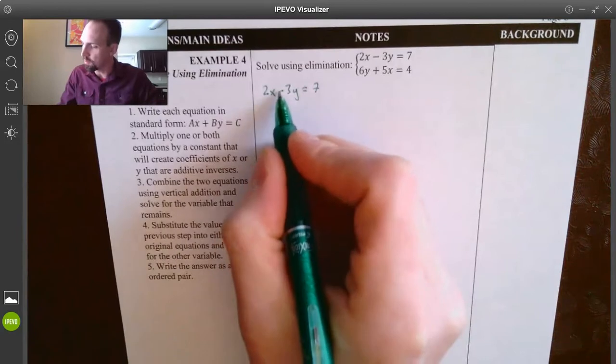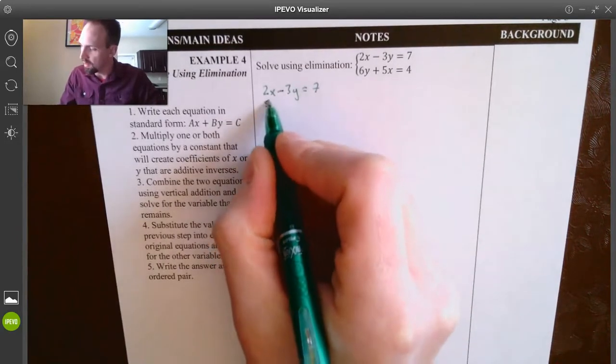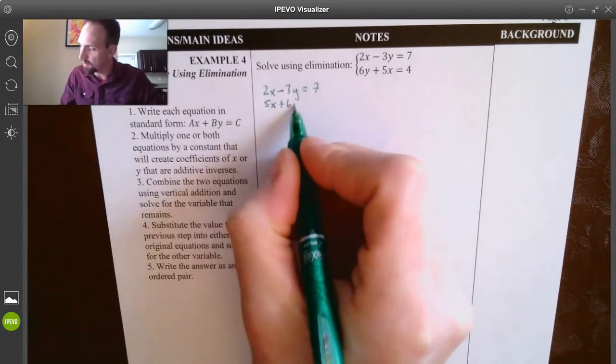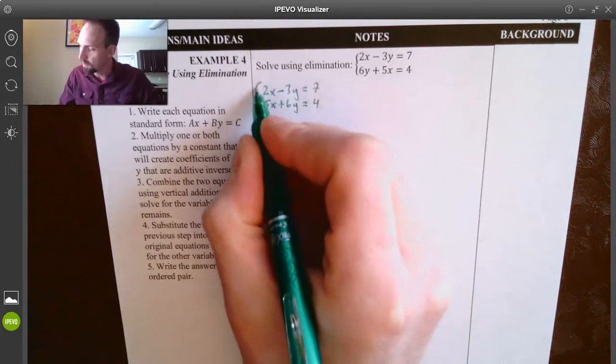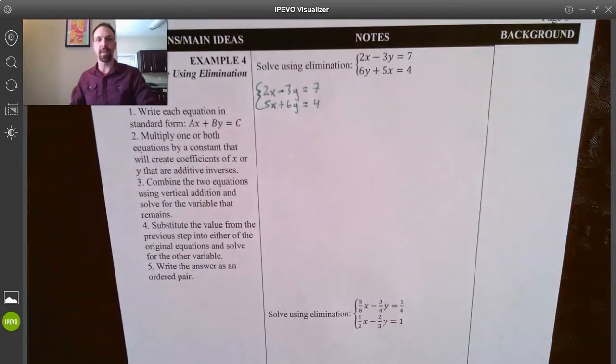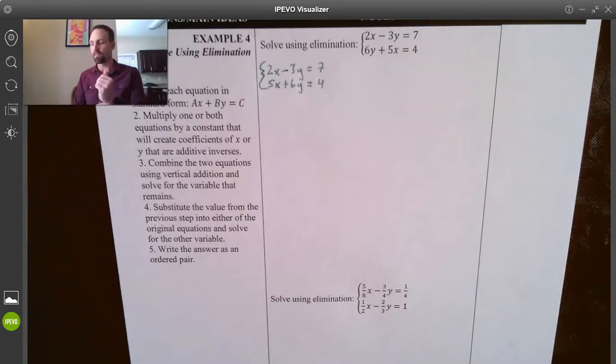So I have 2x minus 3y equals 7, and then in the bottom here, 5x plus 6y equals 4. So again, using the left brace to denote that. So I'm going to solve these systems using elimination. So I want to make sure that with elimination, when I combine these, when I add the rows, add row 1 and row 2, that using vertical addition, one of the variables eliminates.